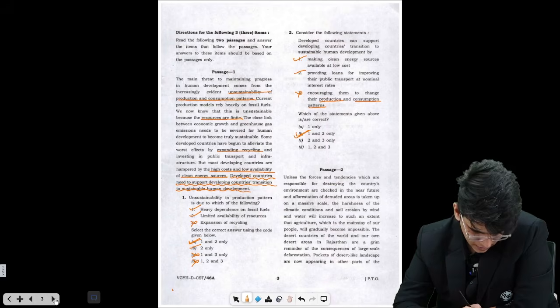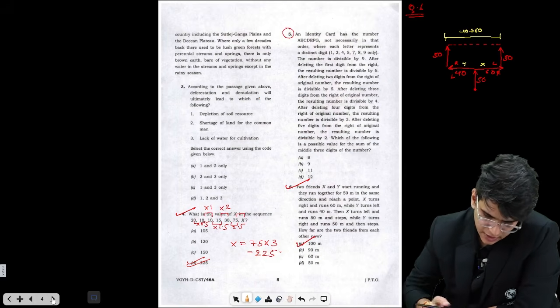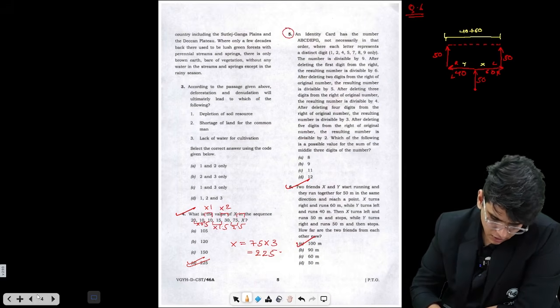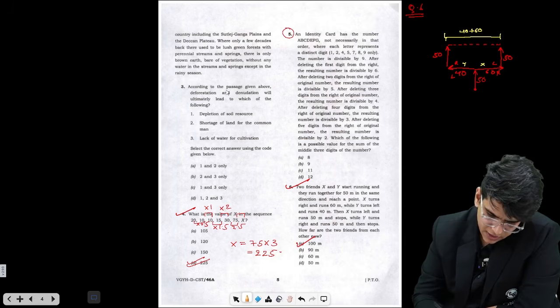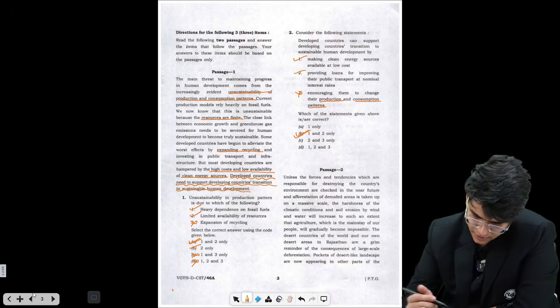Okay. Next, let's see how many questions are there. There are 2. Without reading, according to the passage given above, deforestation and denudation will ultimately lead to which of these following? Shortage of land for common men, lack of water for cultivation. So if you remove 2 ना, you will get the answer directly. लेकिन फिर भी ठीक है, चलो एक बार पढ़ लेते.